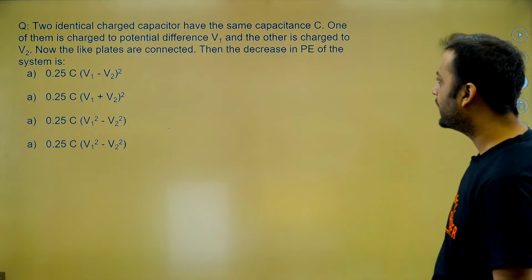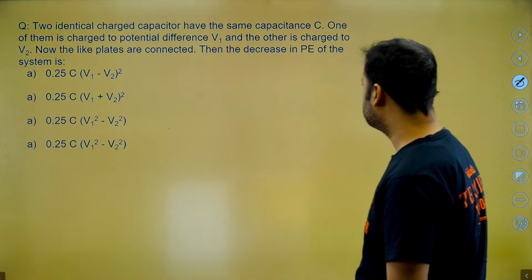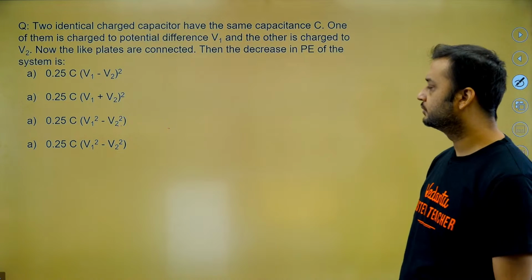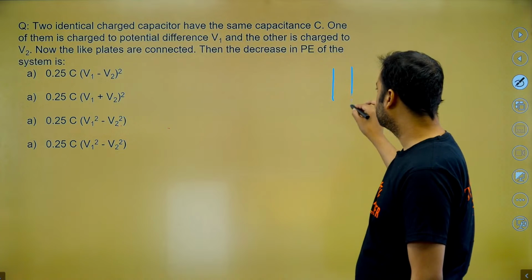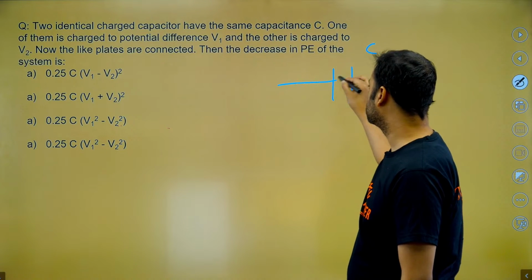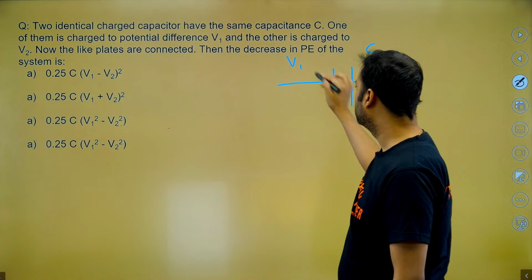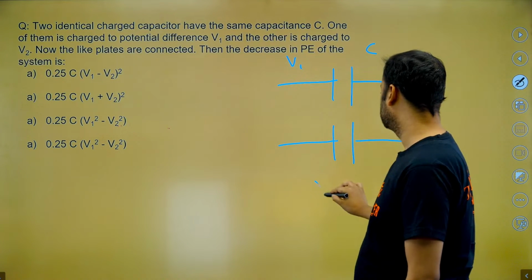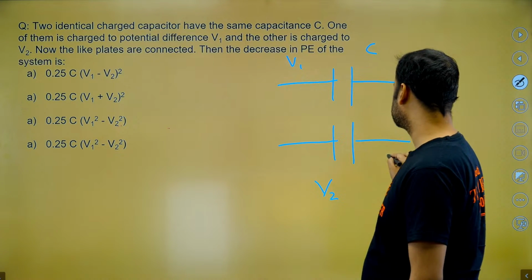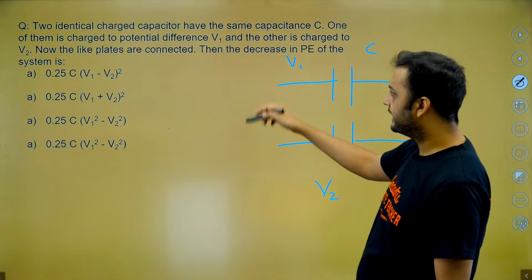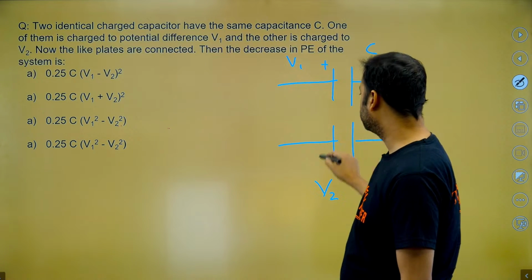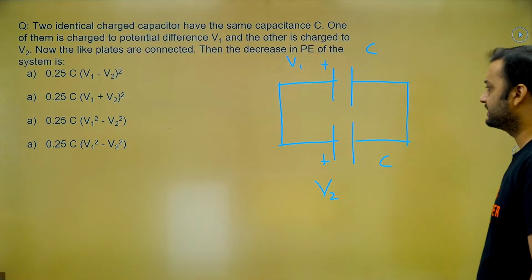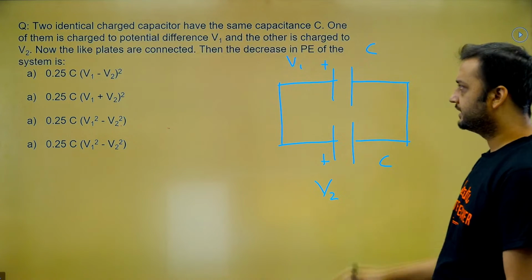See this. Two identical charged capacitors have the same capacitance C. One of them is charged to potential difference V1, the other is charged to potential difference V2. So that means this is capacitor C, charged to potential difference V1, and this is also capacitor C, charged to potential difference V2. Now the like plates are connected. That means the positive plate of this and the positive plate of this are connected like this. So you have to find the decrease in the potential energy.